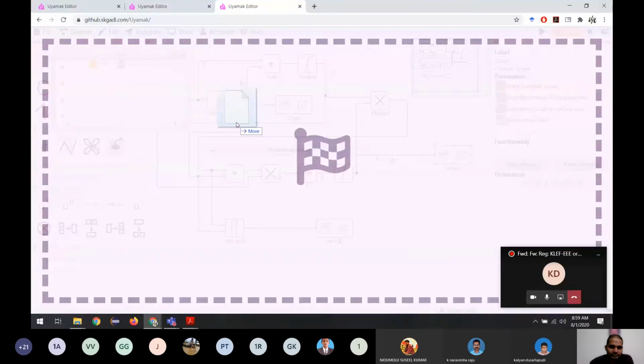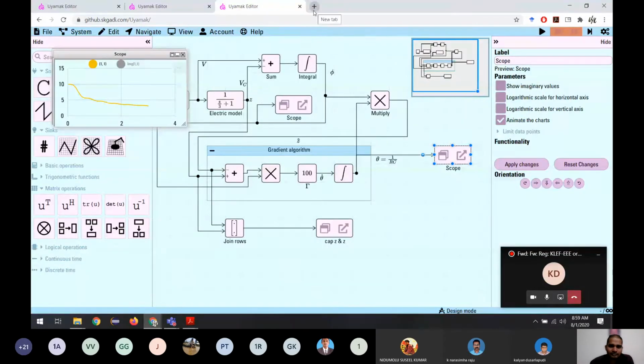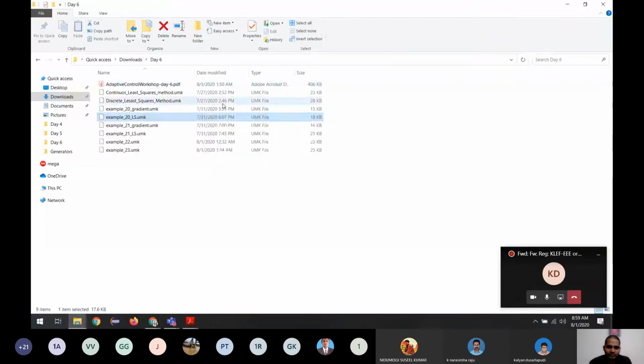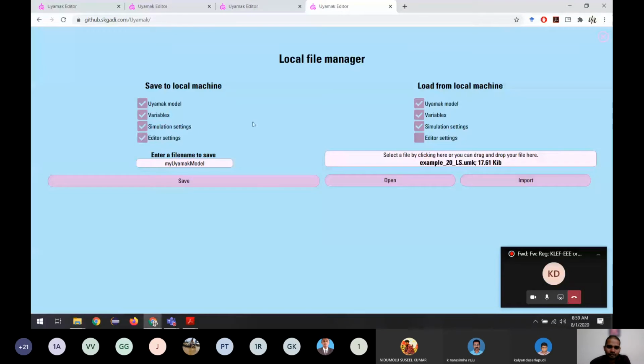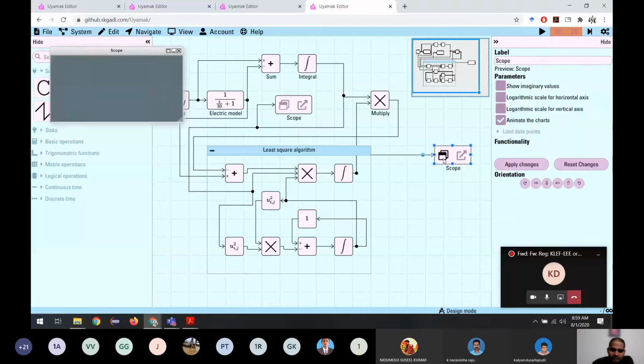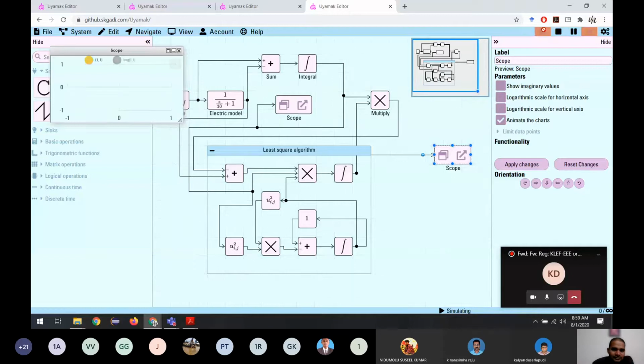In a similar way, we can do it for what we call the least square method, the least square algorithm, solving the same problem. So it's the same problem we are solving. Instead of 3 we have 30. So what we expect here is to have 30. So it rises to 30 and stays there.